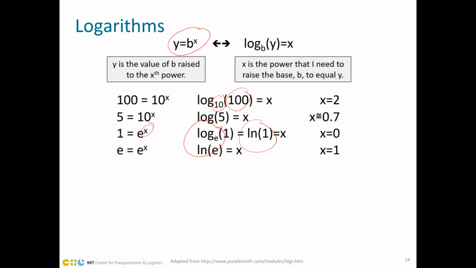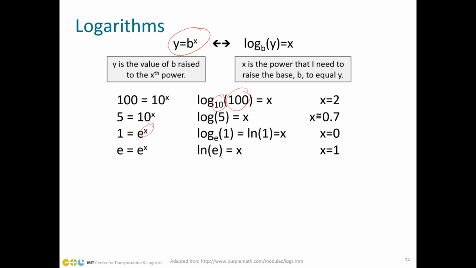Okay, similarly, let me just clean this up just a bit. There. If you have e equals e to the x, you should actually know this, because for a value to be equal to itself, you have to raise it to the value of 1. But this is also saying that the natural log of e is equal to 1.